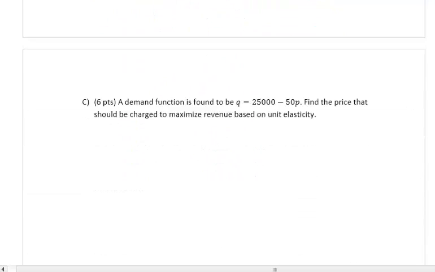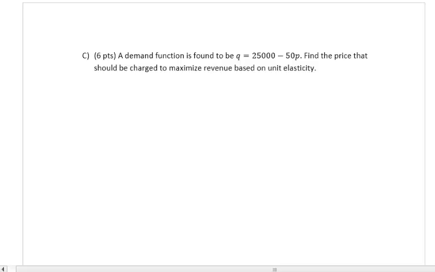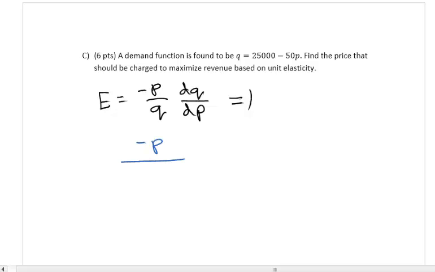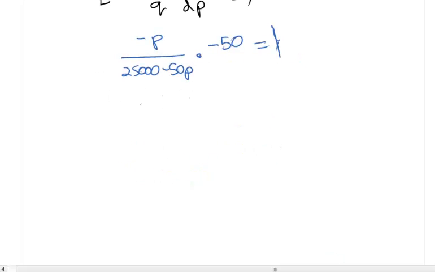Our next problem then is our unit elasticity. E is equal to negative P over Q times dQ/dP. And then we set that equal to 1 to maximize our revenue. So we have negative P over Q, which is 25,000 minus 50P, times dQ/dP, which is equal to, the 25,000 is a constant, just negative 50. Make that equal to 1. Simplifying a bit, we've got 50P over 25,000 minus 50P equals 1.